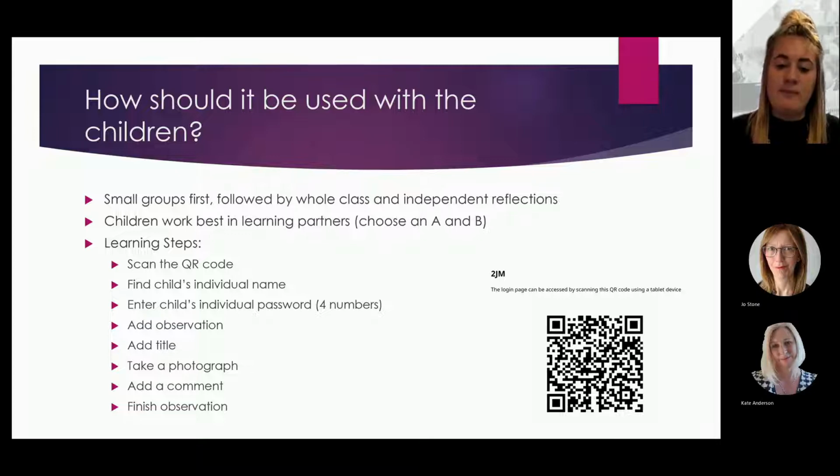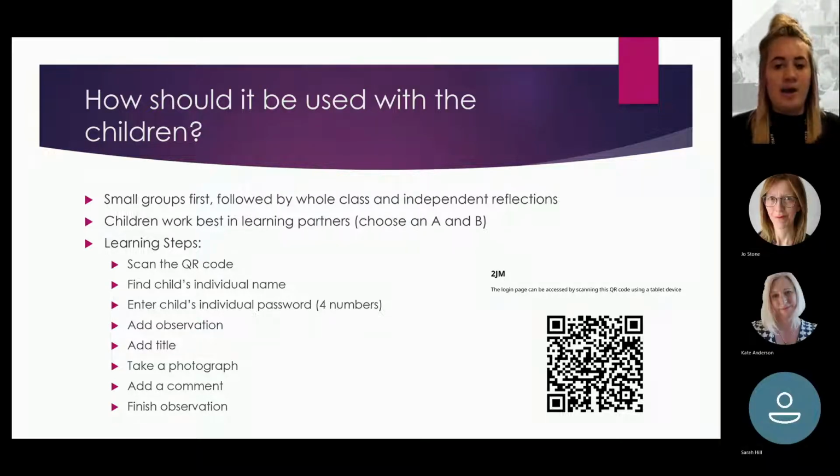This links to the children working best in learning partners. For example, I quite often have a partner A and a partner B, so one of them goes first and the other one can either watch them and support them that way, and then vice versa, partner A can work with them and they can just kind of do it together but on their individual accounts. I've shown an example on this slide of how the learning process happens, and these are the steps that go through, but I believe Jo will be covering a little bit of this a little later on in the webinar. So that's just some of the key steps to follow when it should be used with the child.